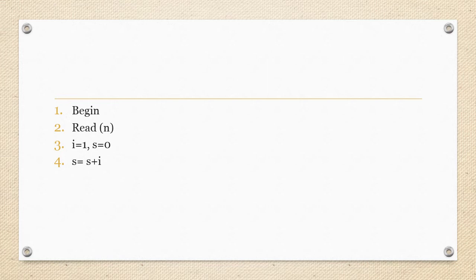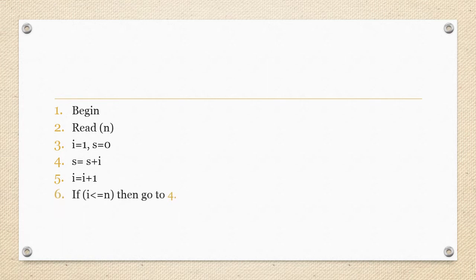Next, we sum the value of I with s and put it inside s. We do so because we are told to sum numbers from 1 to n. That is why we should give value 1 to our counter, and in the fourth line sum it with s. Next, we change the value of our counter by adding 1. At the third line, our counter value was 1. Now here in the fifth line, it becomes 2.